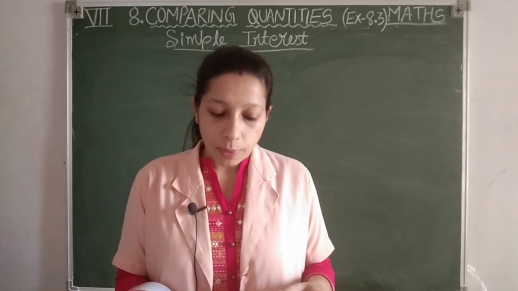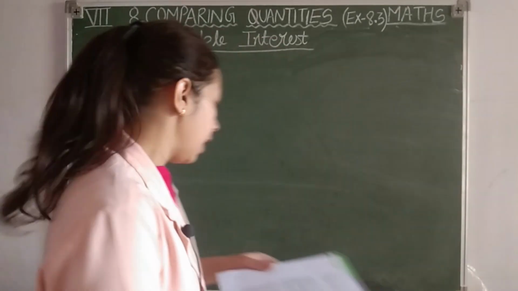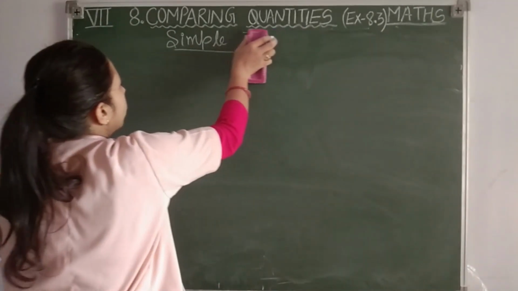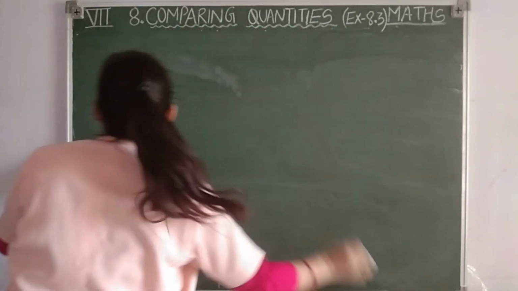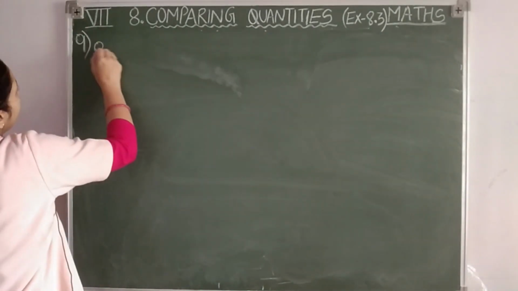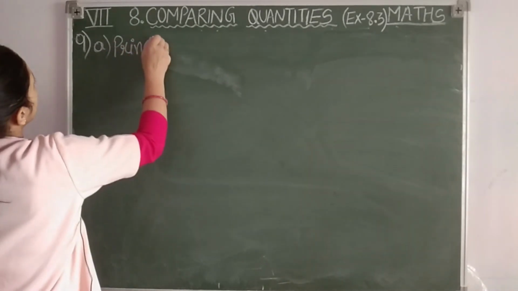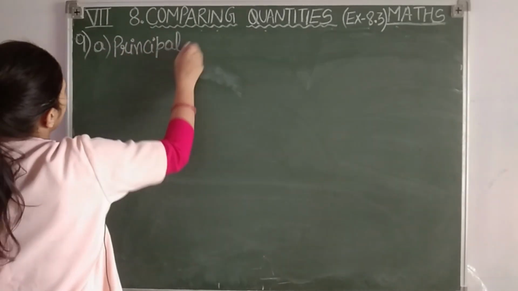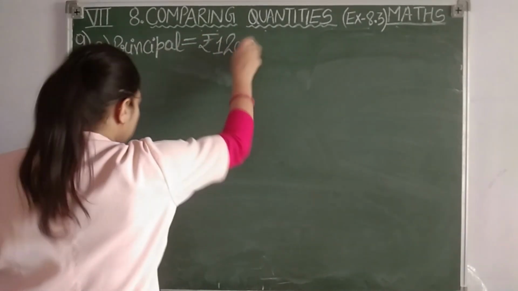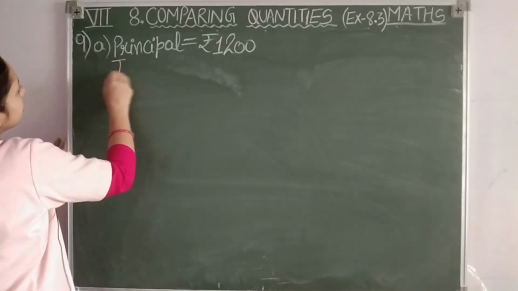Okay, A point, principal rupees 1200 at 12% per annum. Let us see, students. So question number 9, A point we are going to see. And B point will be your homework. Same pattern question, so you will be doing 9th A. Principal is given to us. Principal is rupees 1200. Then rate of interest is given to us.